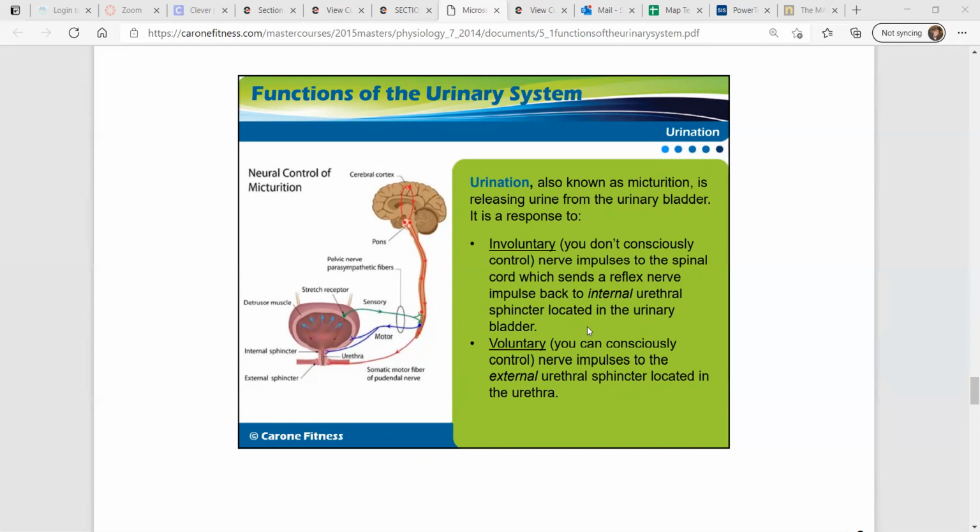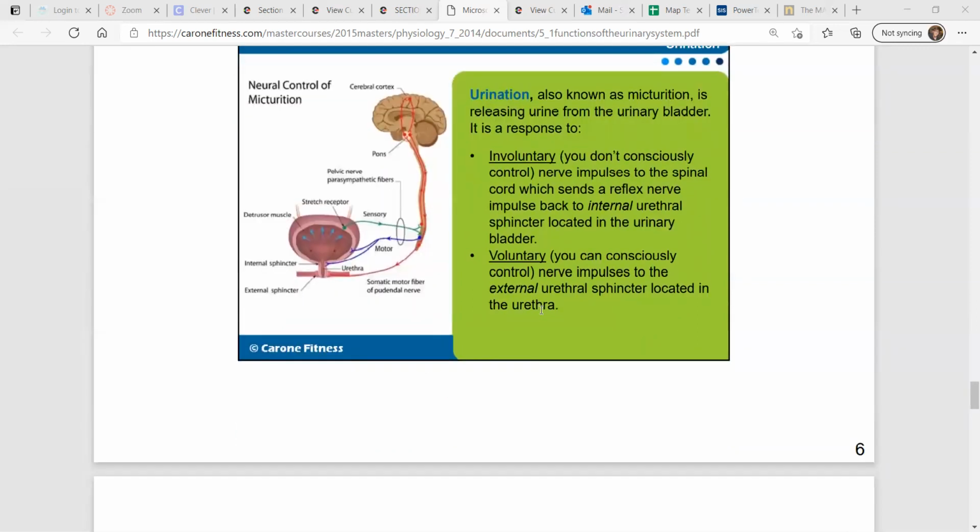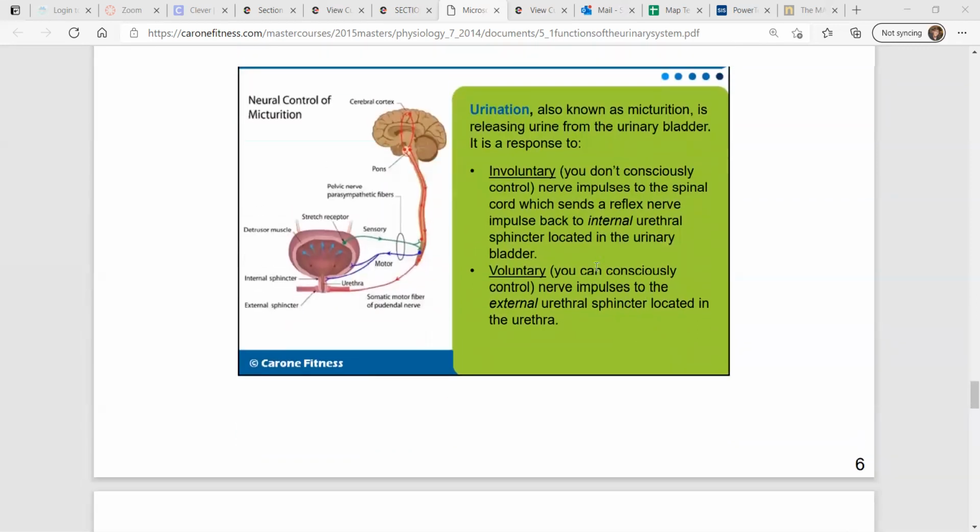So that is all involuntary, like your nerves are just sending impulses, and then all of a sudden you have this urge to urinate. Voluntary is when you can consciously control nerve impulses to the external urethral sphincter located in the urethra. So involuntary, internal, voluntary, external, urethral sphincter.